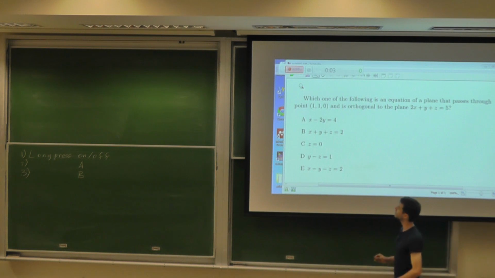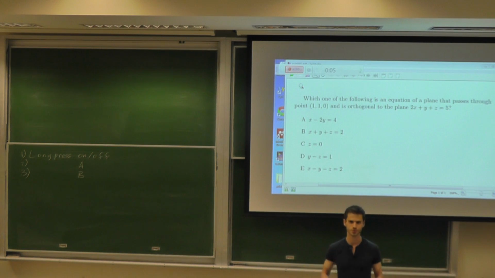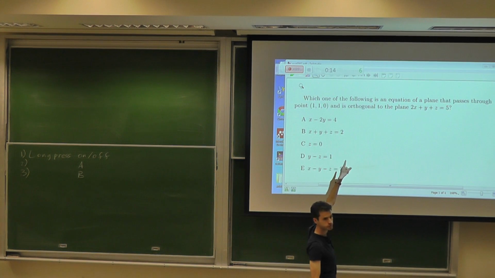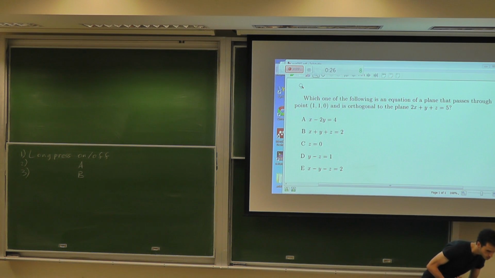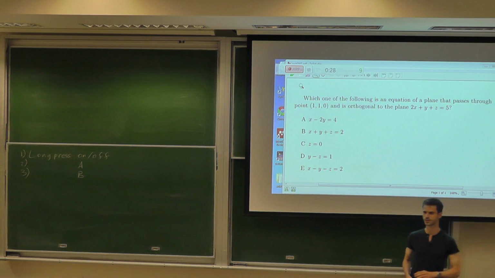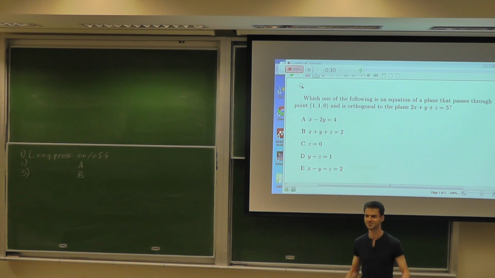Okay, now we are ready to collect the answers. So when you are ready, click on one of the answers. The question is: which one of the following is an equation of a plane that passes through the point (1, 1, 0) and is orthogonal, which means perpendicular, to this plane: x plus y plus z is equal to 5. And let's say we will stop at 4 minutes. So 4 seconds.